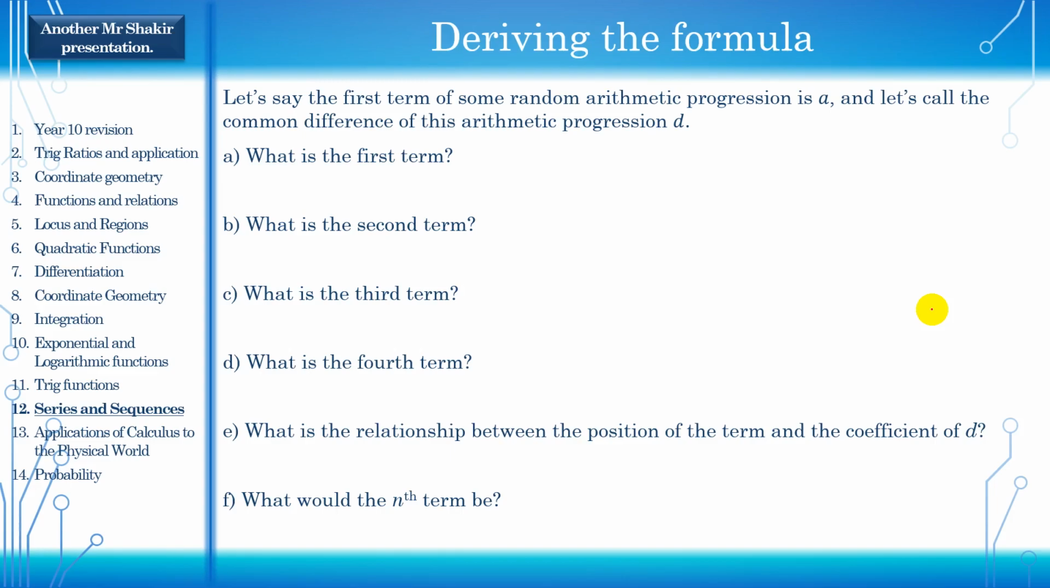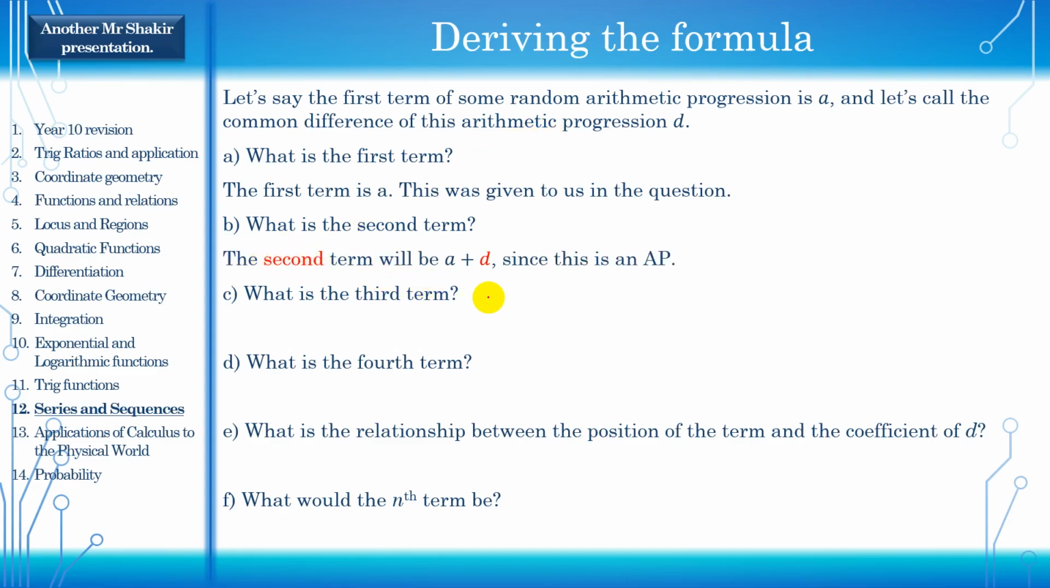Okay, so what is the first term? Let's say you have a random arithmetic progression, right? And the first term is A. The first term is A, and the next term is going to go up by D, right? It's going to go up by D. So what is the first term? Well, the first term is A. They told us so. What is the second term? A plus D, right? The second term will have A plus D, one difference added on.